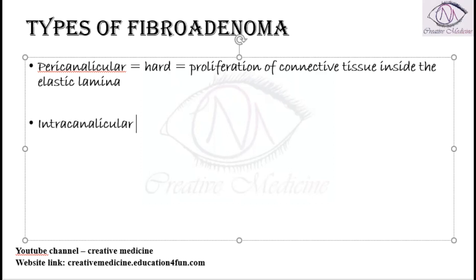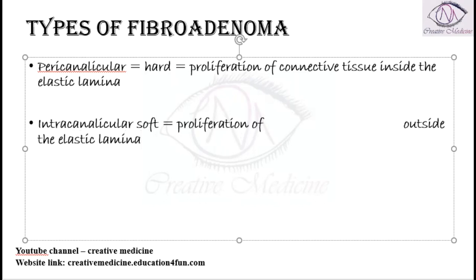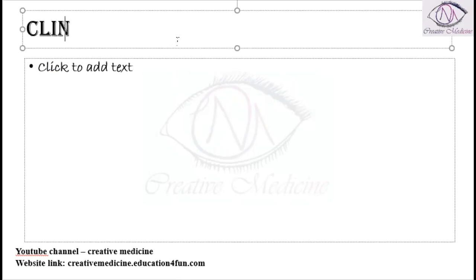Intracanalicular is inside the canaliculum and it is actually soft, and it occurs mainly because of the proliferation of the connective tissue outside the elastic lamina. Then now clinical features of fibroadenoma.